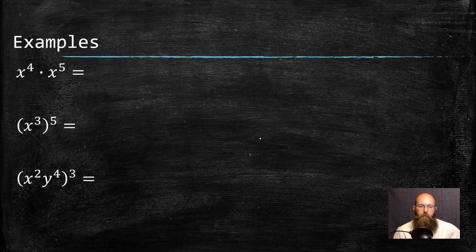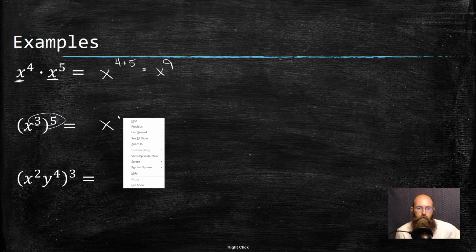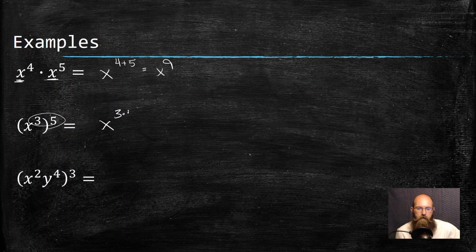Let's go off and do some real examples here. So that first one, I have same bases. So what do I do with the exponents? I add them up. So 4 plus 5, which gets me x to the 9th. Next one, I have power of powers, right? One thing raised to a power, and then all of that raised to another power. So I multiply my exponents, and I get x to the 15th. I'll show that. I have a 3 times 5, which gets me x to the 15th.